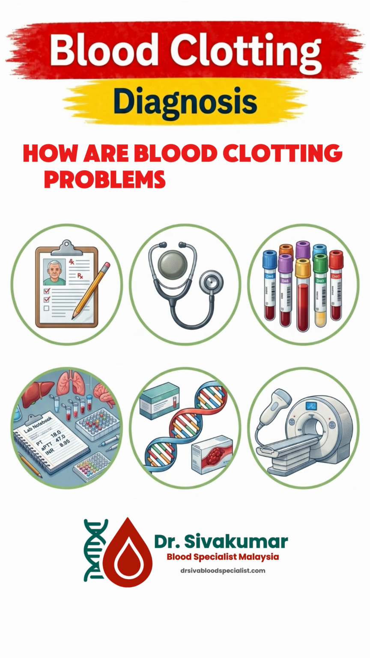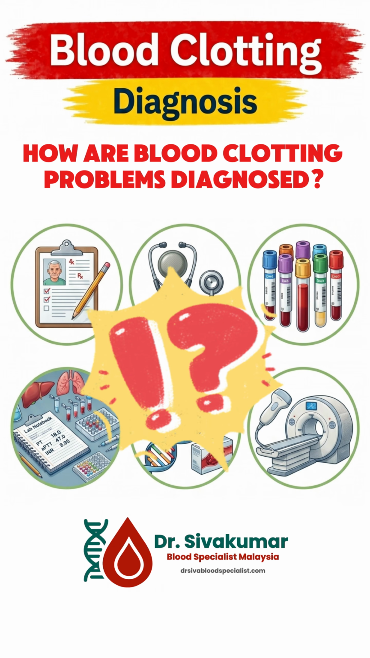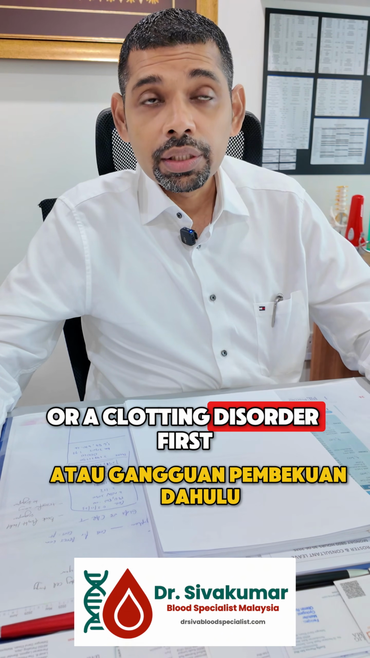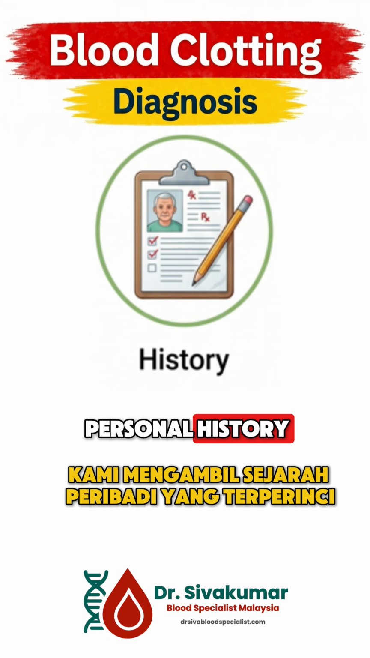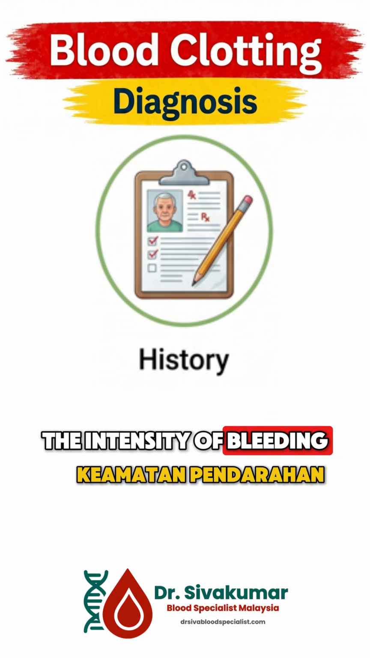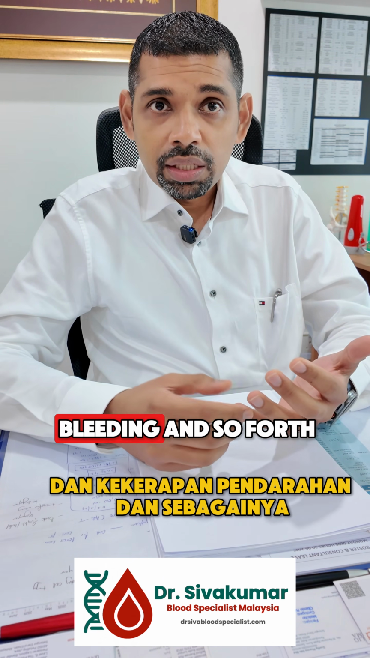How are blood clotting problems diagnosed? When we suspect a patient has either a bleeding disorder or a clotting disorder, first we take a detailed personal history, meaning that we ask the type of bleeding, the intensity of bleeding, the pattern of bleeding, and the frequency of bleeding and so forth.